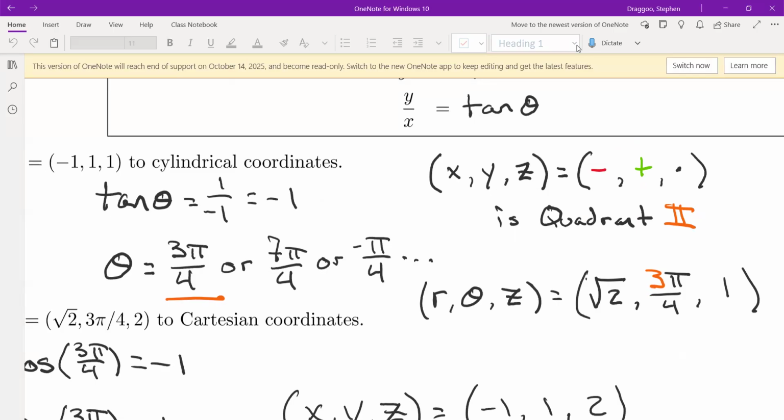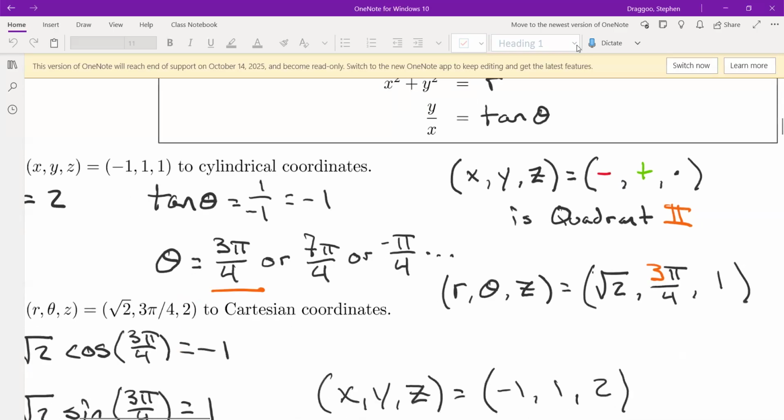Notably, tangent inverse is incapable of providing me the answer 3 pi over 4. If I try to take the inverse tangent of -1, it's going to give me negative pi over 4 as an answer, which isn't the angle I want. So again, just be careful with your inverse trig functions. They're good at being functions, they're just not good at doing the thing that you want them to do. So just think a little bit when you're finding your angles.